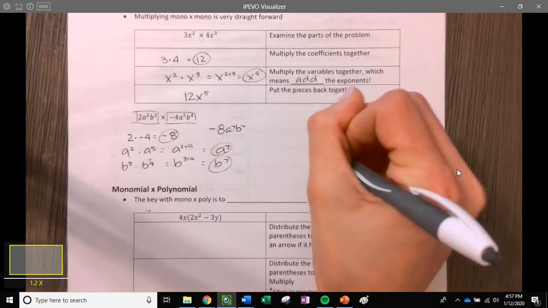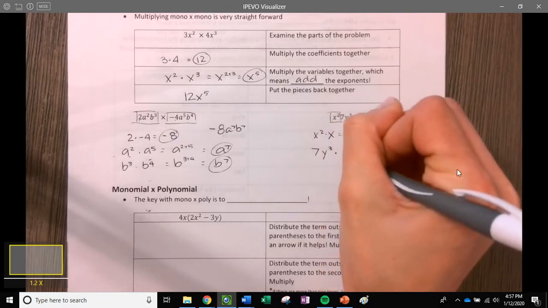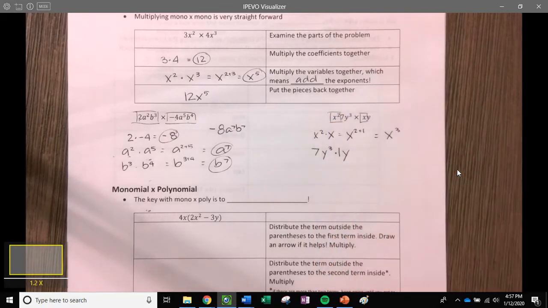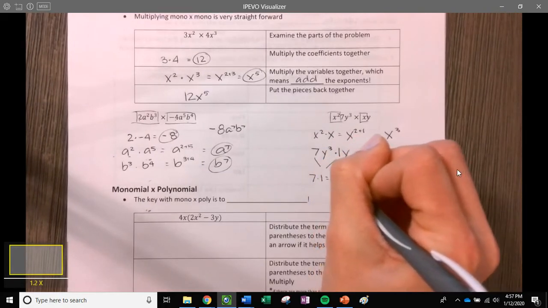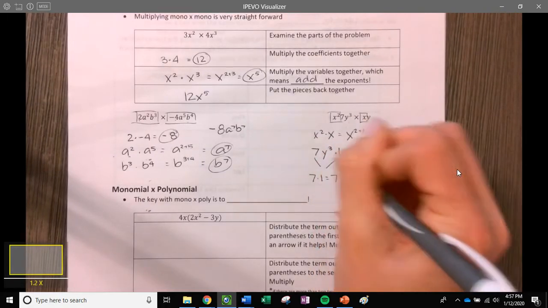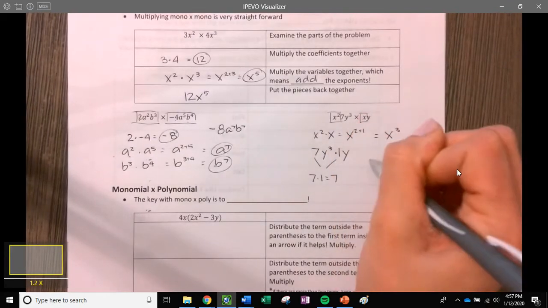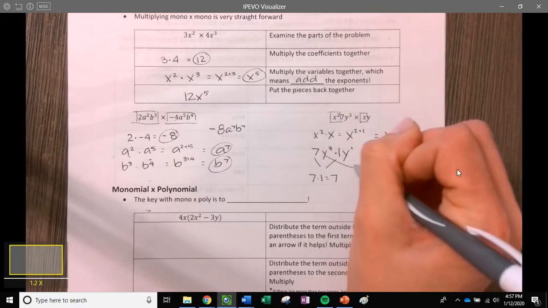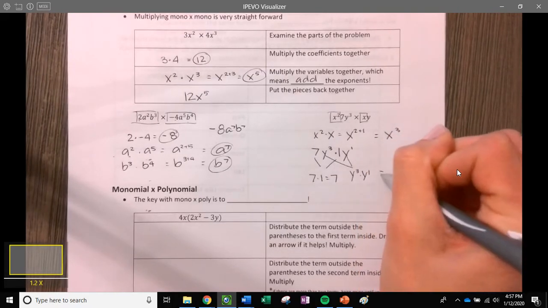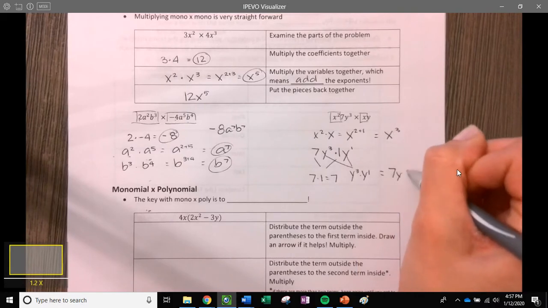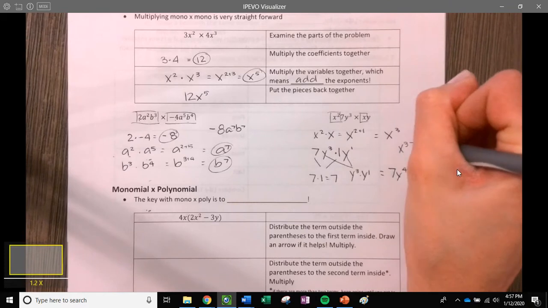Then I've got 7y to the third times y, which is the same thing as 1y, right? So I can multiply the 7 and the 1 together to get 7. But those need to stay stuck to the y because that's how they got here. So now y cubed times y to the 1. Altogether, that's going to give me 7y to the fourth. So my answer, x cubed 7y to the fourth.